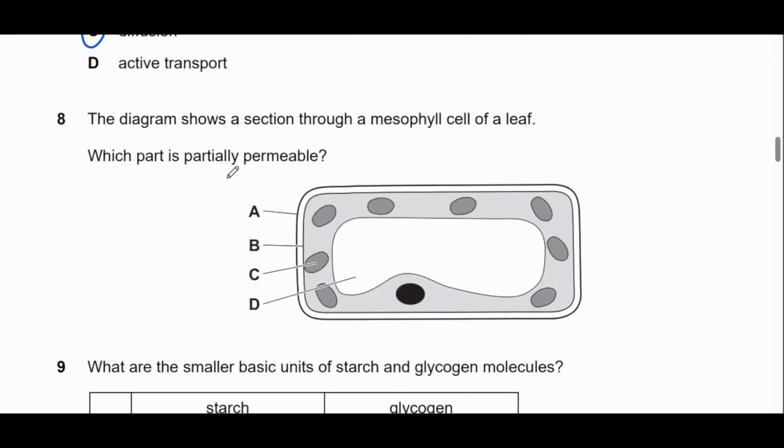Question 8. The diagram shows a section through a mesophyll cell of a leaf. Which part is partially permeable? The only one that's partially permeable is B, the cell membrane, so that it can manage the things that go in and out of the cell.